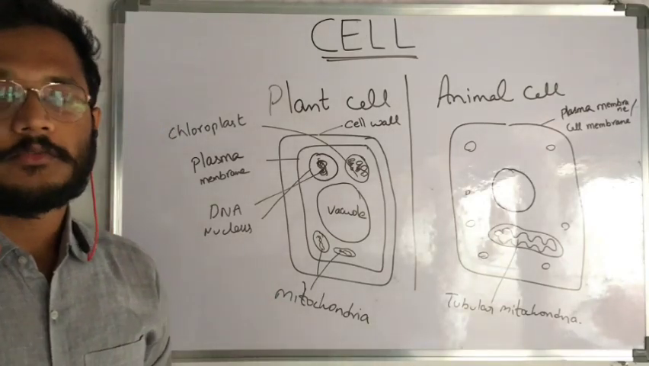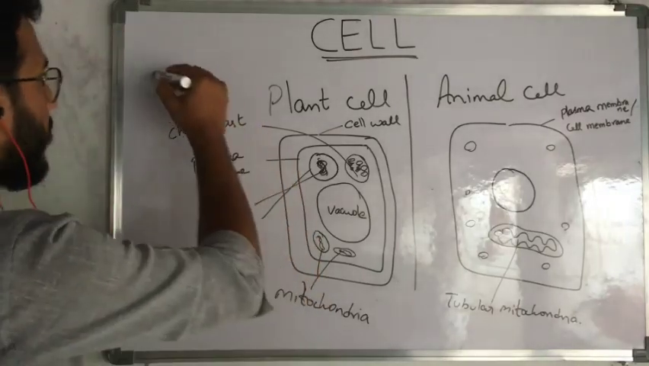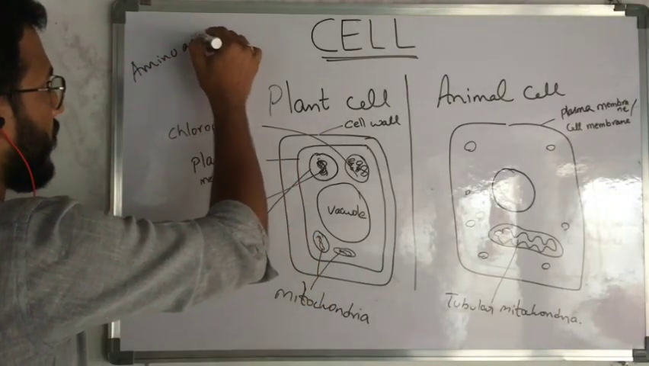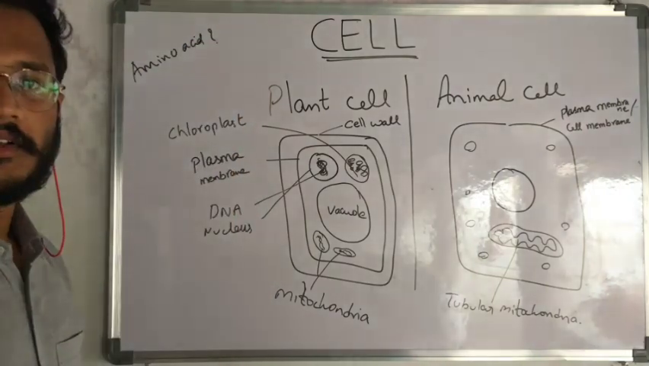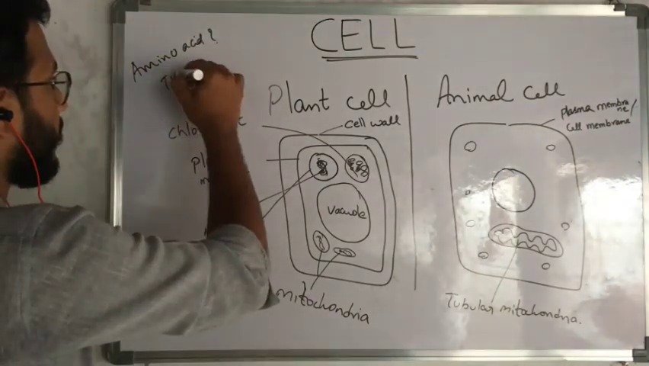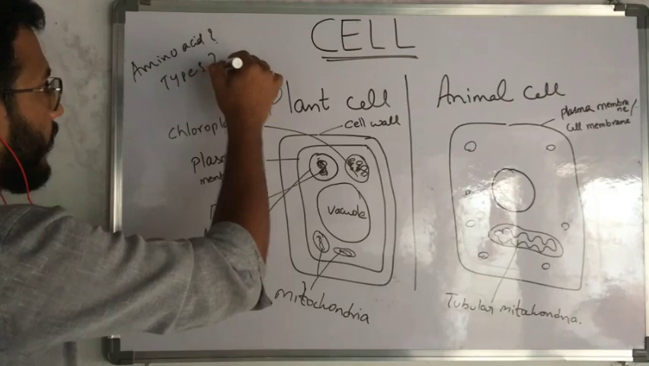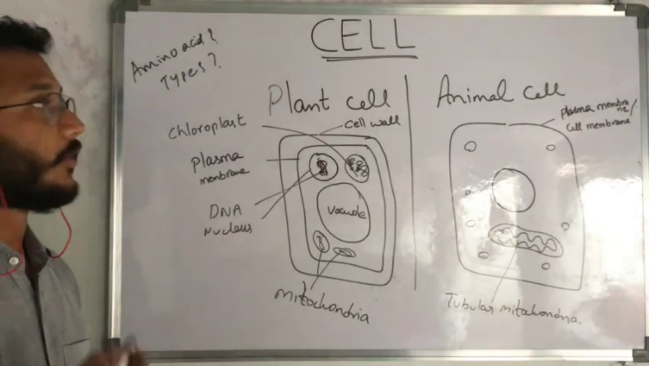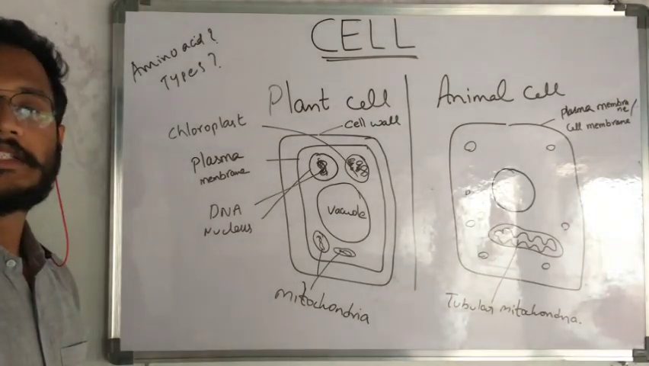So, first of all, what is an amino acid? And how many types are there? Total how many amino acids are there?